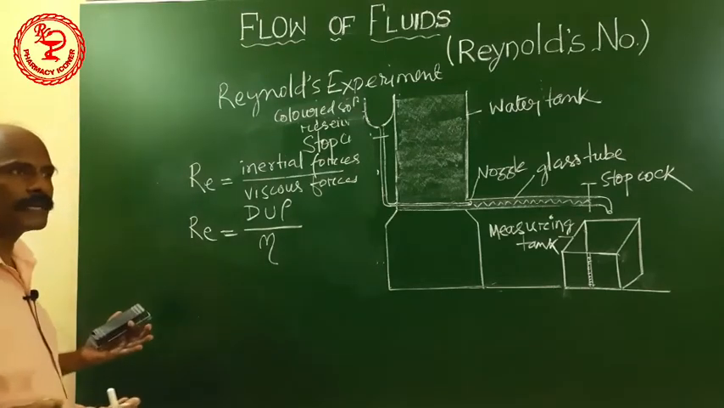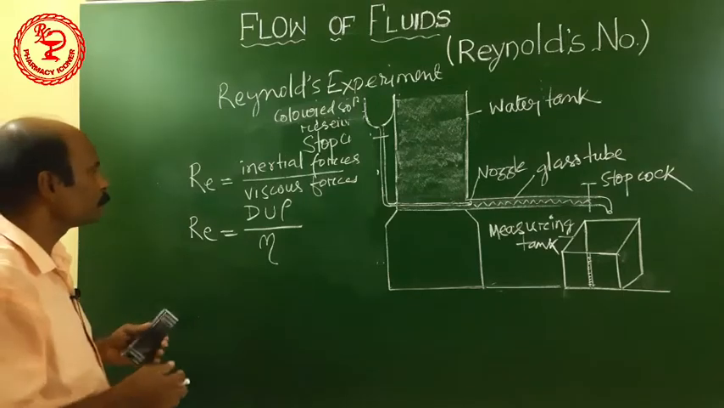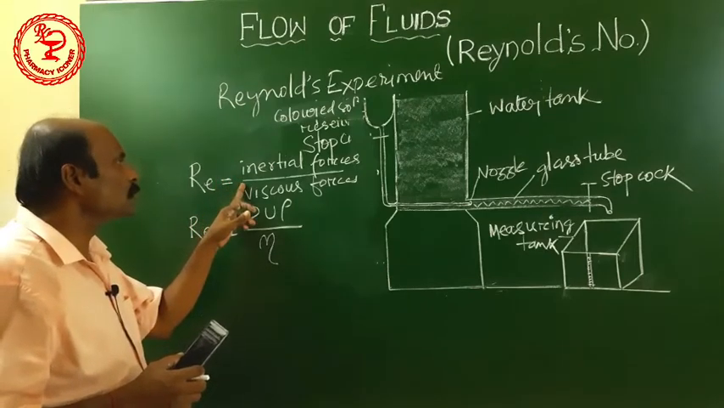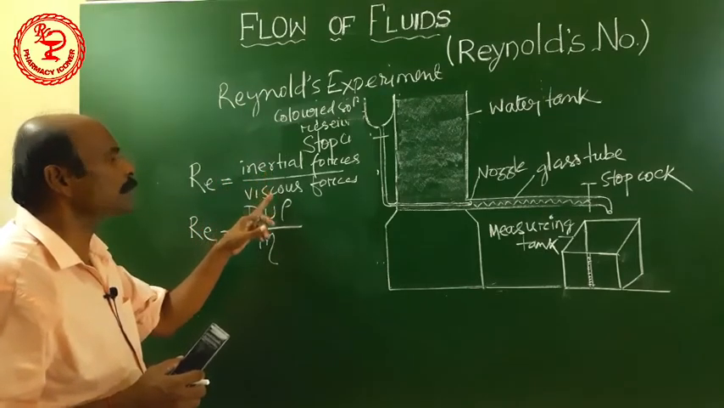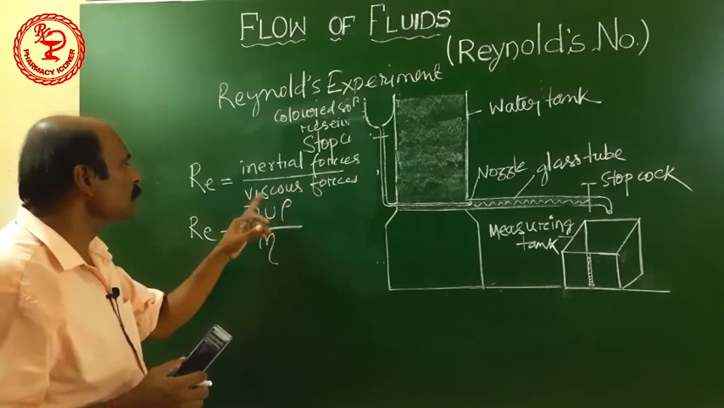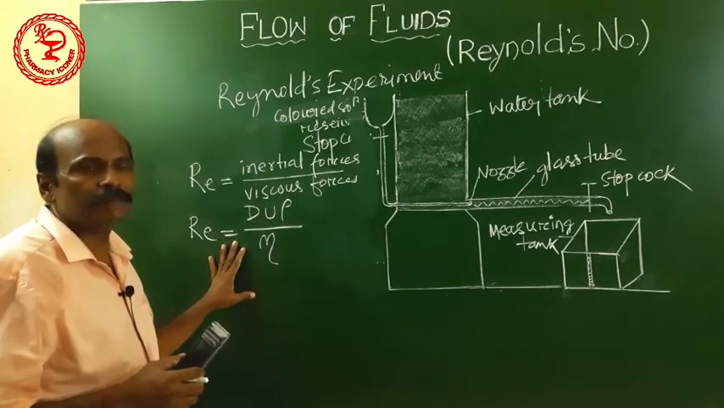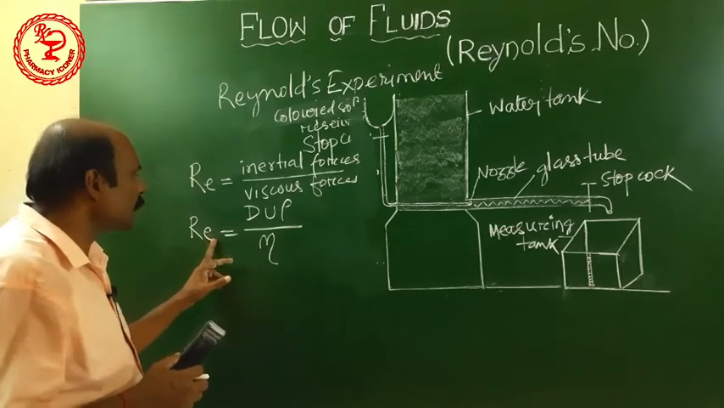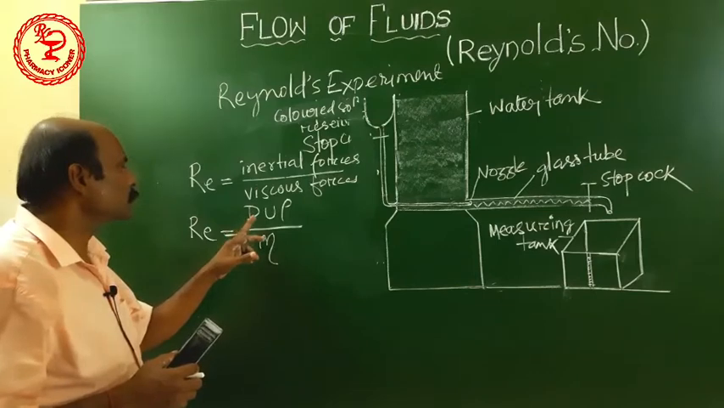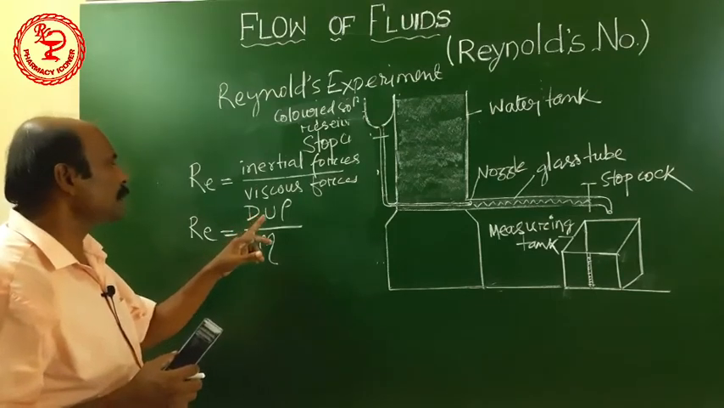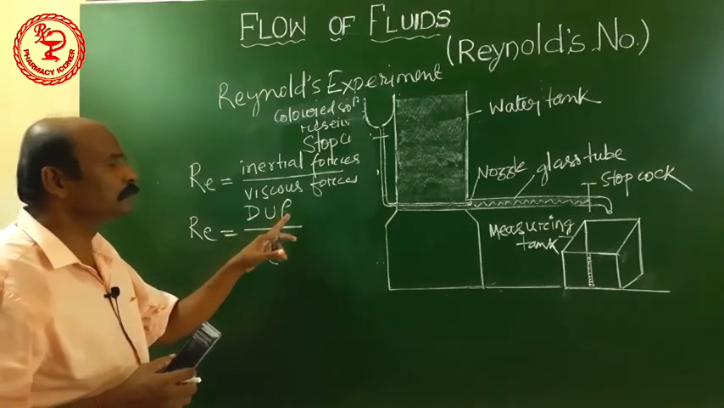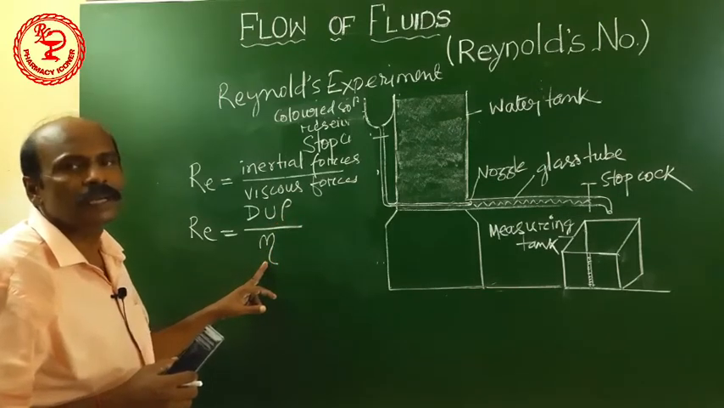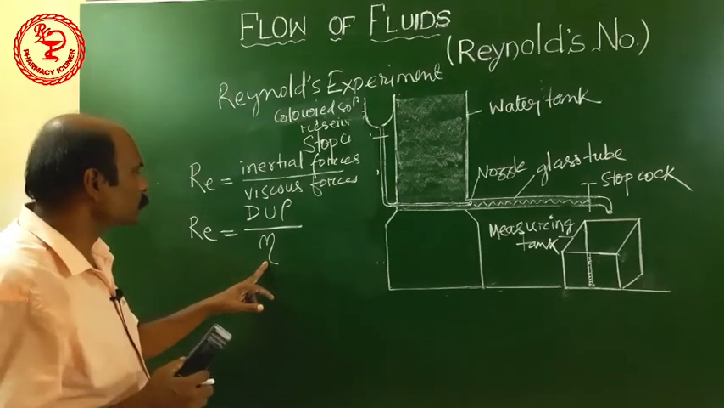Now, what is the Reynolds number? The Reynolds number is a ratio of inertial forces to the viscous forces. It is a unitless number or dimensionless group, and it is directly proportional to the diameter of the pipe, average velocity u and density of the fluid, and inversely proportional to the viscosity of the fluid.